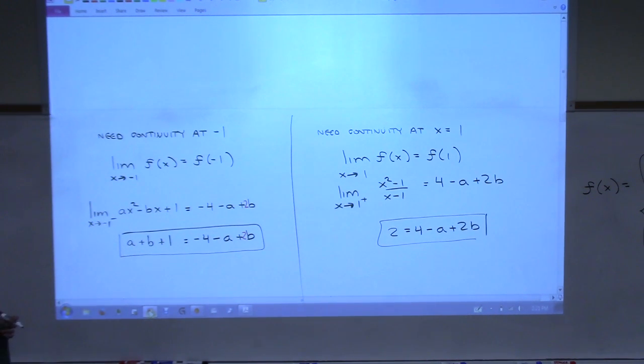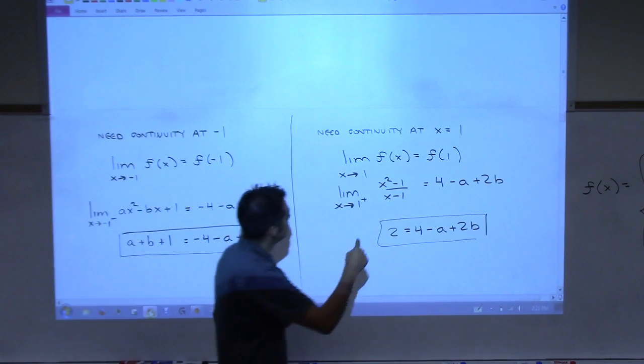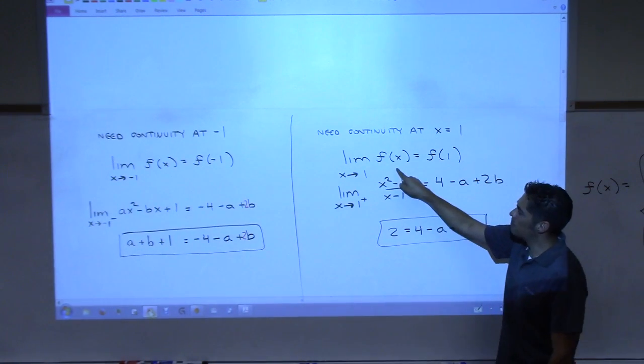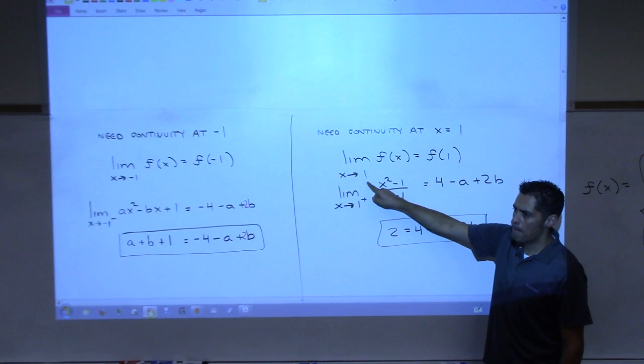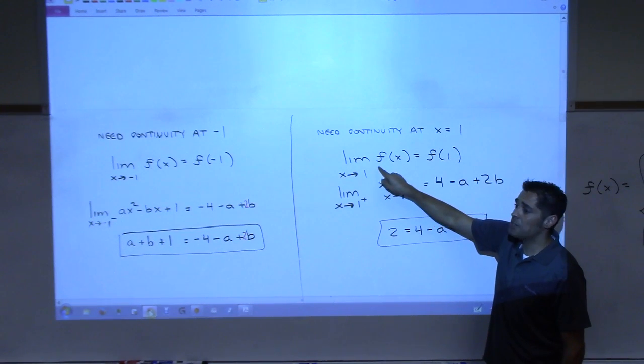Yes? Quick question. When you first notated with the limit of f(x), is that supposed to have the positive? Is it supposed to be for both sides? This does mean from both sides.